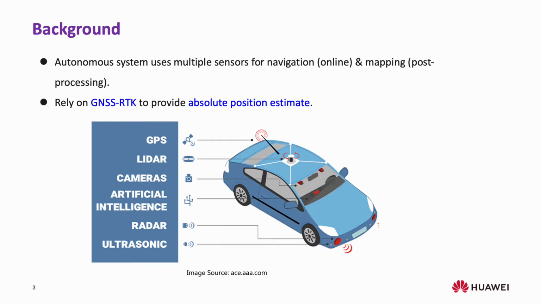Nowadays, the autonomous system uses multiple sensors for both online navigation and post-processing mapping. These sensors include GNSS, LiDAR, camera, radar, wheel odometer, and so on. Among them, GNSS is the only one that can provide absolute position constraint. So, the autonomous system relies on GNSS RTK for precise global position estimate.